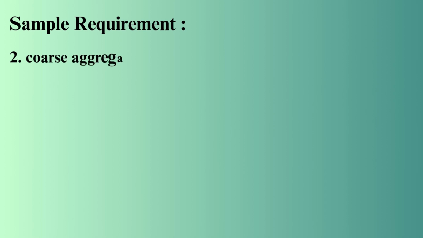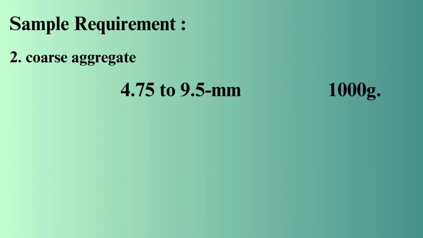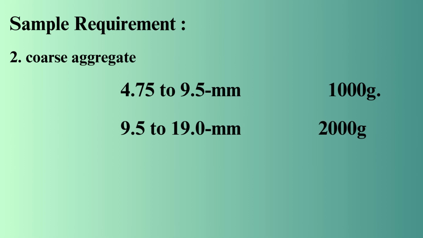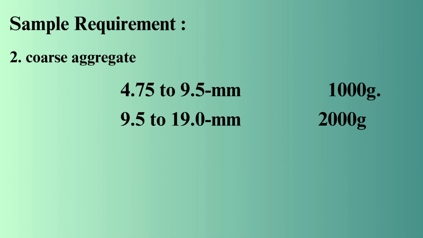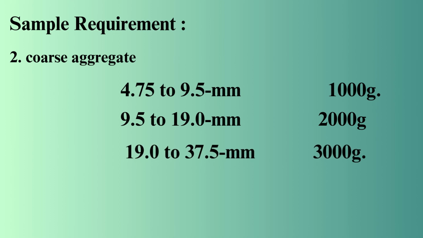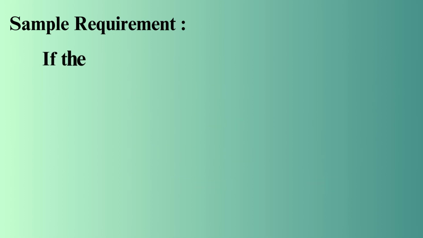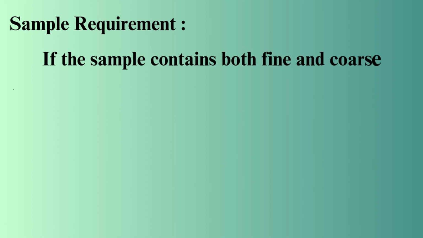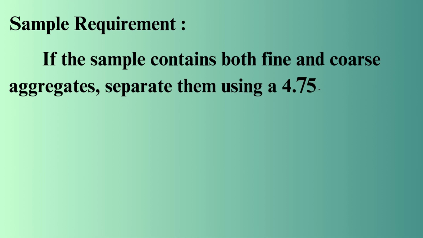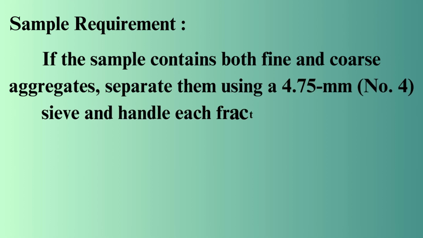2. Coarse aggregate. 4.75 to 9.5 millimeters, 1000 g. 9.5 to 19.0 millimeters, 2000 g. 19.0 to 37.5 millimeters, 3000 g. Over 37.5 mm, 5000 g. If the sample contains both fine and coarse aggregates, separate them using a 4.75 mm number 4 sieve and handle each fraction accordingly.